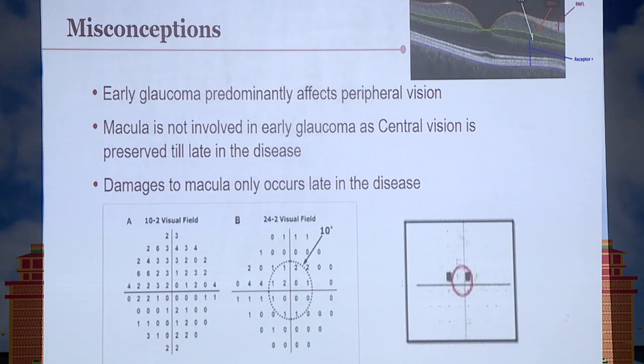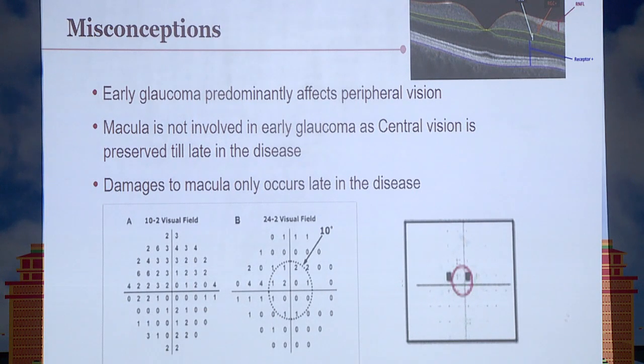So why were we not concentrating upon the macula till now? Because till the advent of OCT, with which segmentation is possible, it was not possible to look at the inner layers of the retina, and some misconceptions were also there, that early glaucoma predominantly affects the peripheral vision. This was so because the routine 24-2 was not adequately sampling the central area.